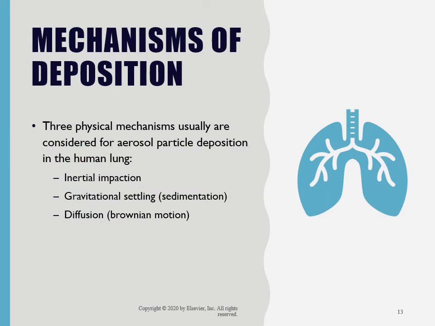There are 3 mechanisms of deposition that we're interested in. These are physical properties that are usually considered for aerosol particle deposition in a human lung, and they include inertial impaction, gravitational settling or sedimentation, and diffusion or Brownian motion.